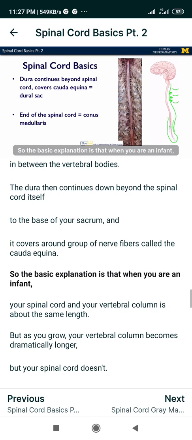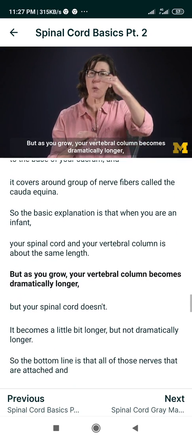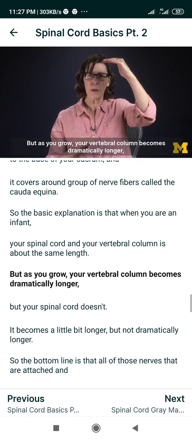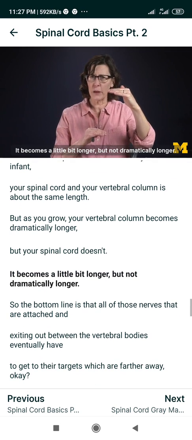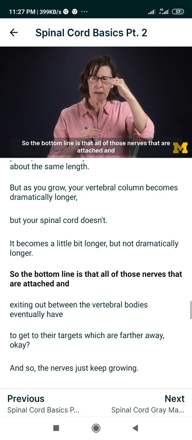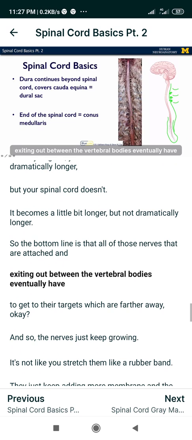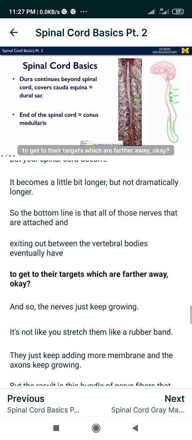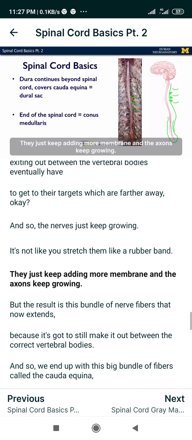The basic explanation is that when you are an infant, your spinal cord and your vertebral column are about the same length. But as you grow, your vertebral column becomes dramatically longer, but your spinal cord doesn't. It becomes a little bit longer, but not dramatically longer. So the bottom line is that all of those nerves that are attached and exiting out between the vertebral bodies eventually have to get to their targets, which are farther away. And so the nerves just keep growing. It's not like you stretch them like a rubber band. They just keep adding more membrane, and the axons keep growing.